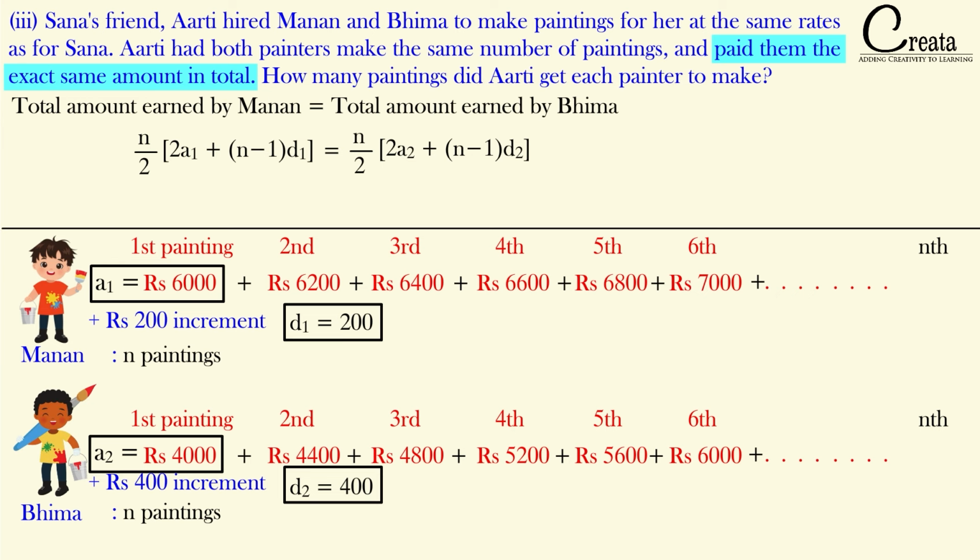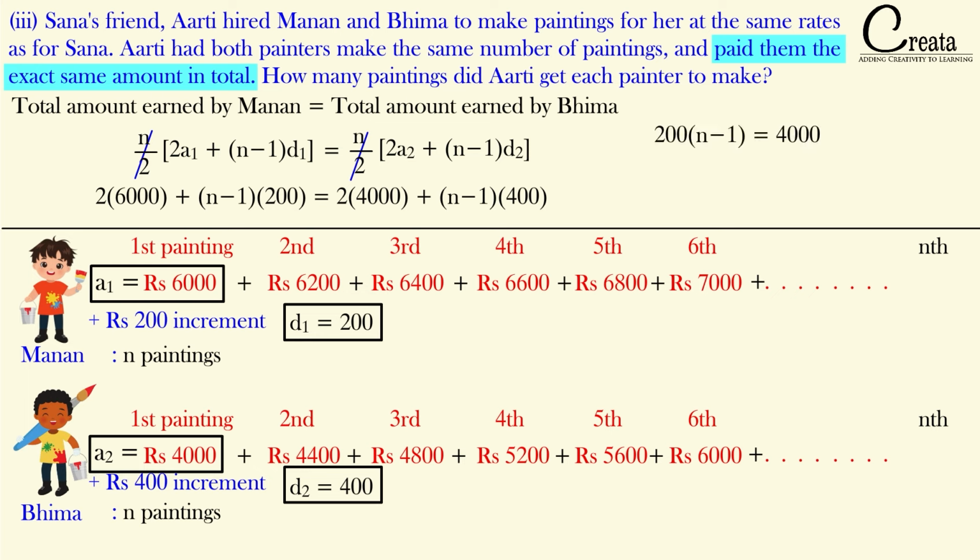Let's equate both the equations or both the formulas. Here n by 2 and n by 2 will cancel out. Let's put the values of A1, A2, D1 and D2. Let's solve for n. We got n as 21. So the answer is 21.